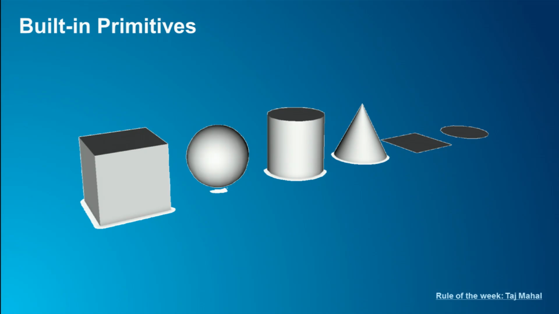in order to generate shapes. A great example of that is we had a rule of the week 4 or 5 weeks ago. It was the Taj Mahal, but it was created purely from inserted primitives. So nothing was created off of initial shapes. So a great example of how you might use primitives.